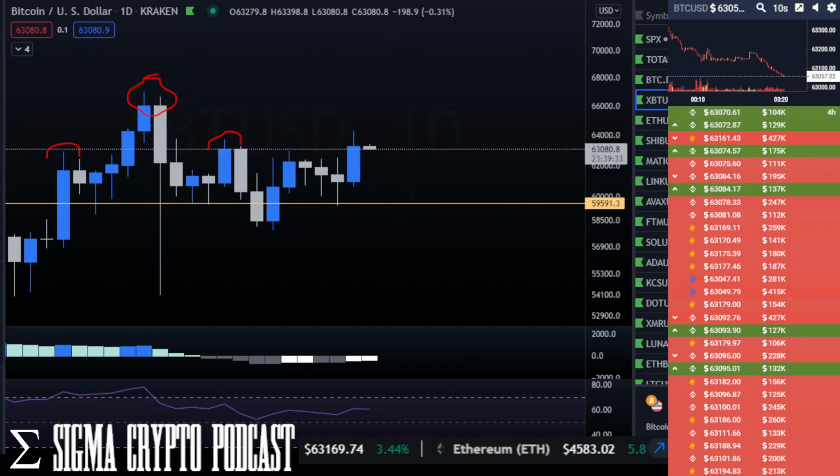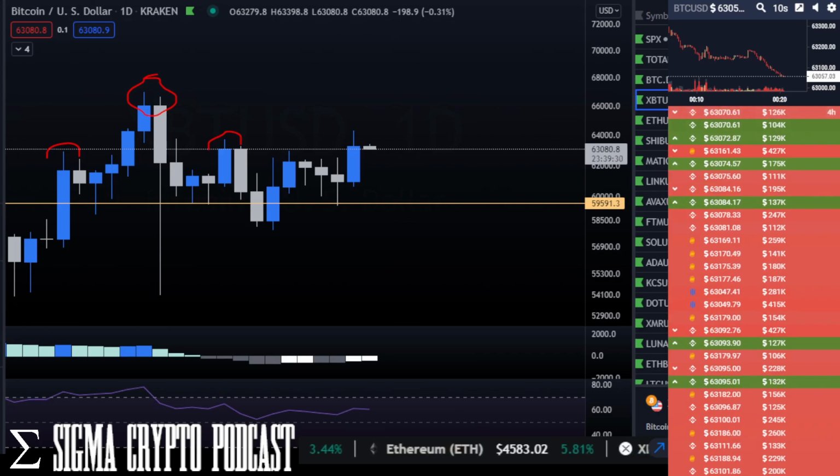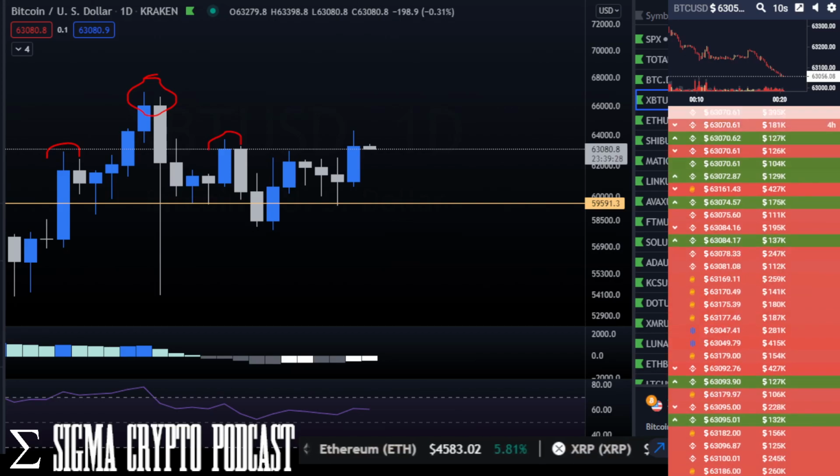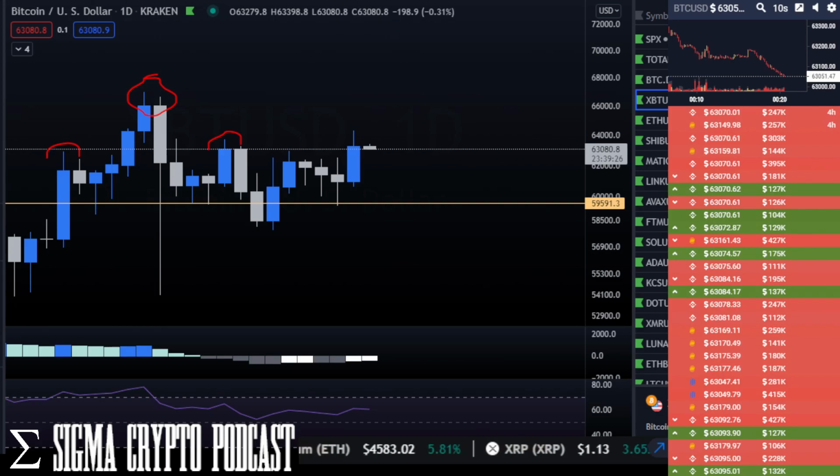That means exactly that. The shorts got liquidated, so the price went up. So that means a bunch of bears just got destroyed. Just throwing that out there to keep in mind.